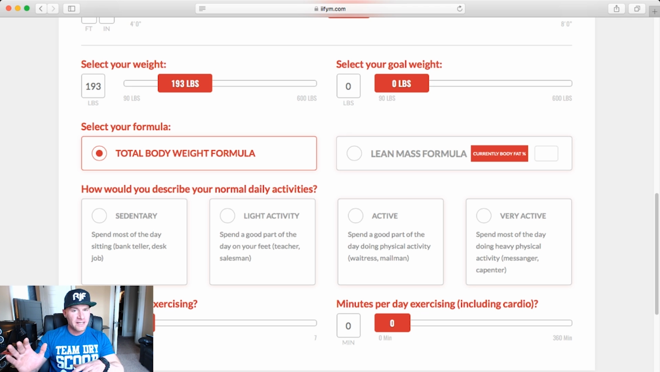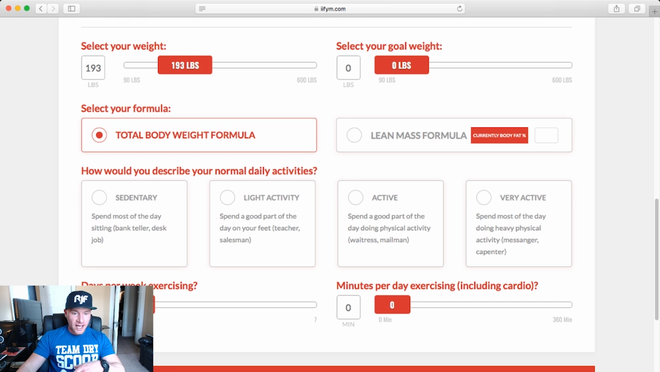I wouldn't even recommend estimating that either, because body fat percentage is one of those weird things where you think you're this and you're usually above it, or you think you're this and you're usually below it. It's a weird thing to measure for some people, and everybody holds fat differently. Some people hold fat in their lower back, some people hold it in their legs. They can look really lean up top and hold it down bottom. So unless you have a current DEXA scan or a reliable way to get your body fat percentage tested, I recommend just going with total body weight formula.